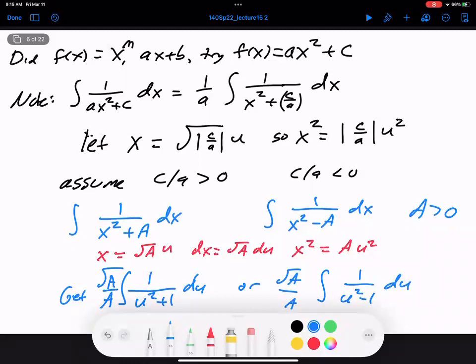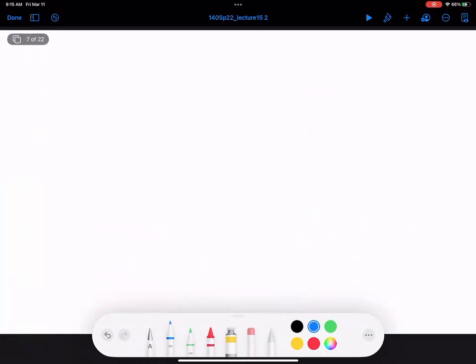So if I give you something in the form ax squared plus c, I can reduce it to one of these two integrals. Does anybody remember what the first integral is? We normally write it as 1 plus u squared rather than u squared plus 1. Anybody remember what function has derivative 1 over 1 plus u squared? It's not cosine. The derivative of cosine is sine, but it does involve trig, but it involves inverse trig. It is inverse tan or arctan. So the integral of 1 over 1 plus u squared du is arctangent of u.